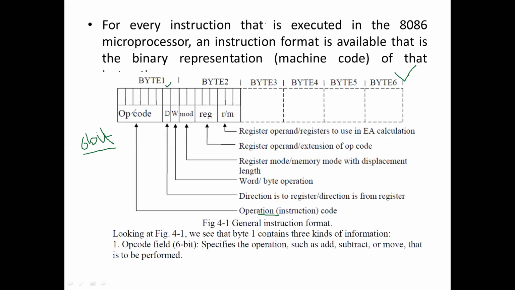6 bits are for opcode, 1 bit is for D, and 1 bit is for W. What is D? D is basically defining the direction of the operand. The movement of the operand is going to take place in which direction. For example, to register or from the register means, to register means destination.